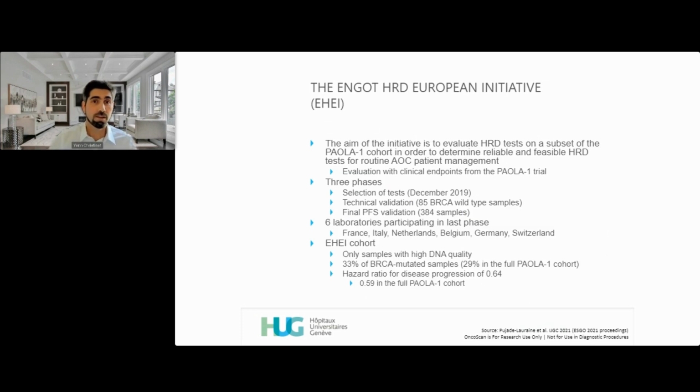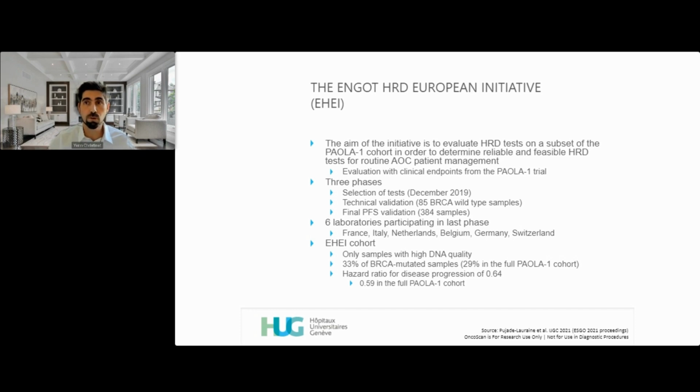So we had the copy number variation data, we had the algorithm that we could test on public data, but what we were lacking is really the clinical validation, the capability of predicting the response to a PARP inhibitor. And for that, we were quite lucky to be able to participate in this ENGOT HRD European initiative. The goal of this initiative was to test on PAOLA-1 samples different kinds of HRD tests and see which one is actually feasible in routine.